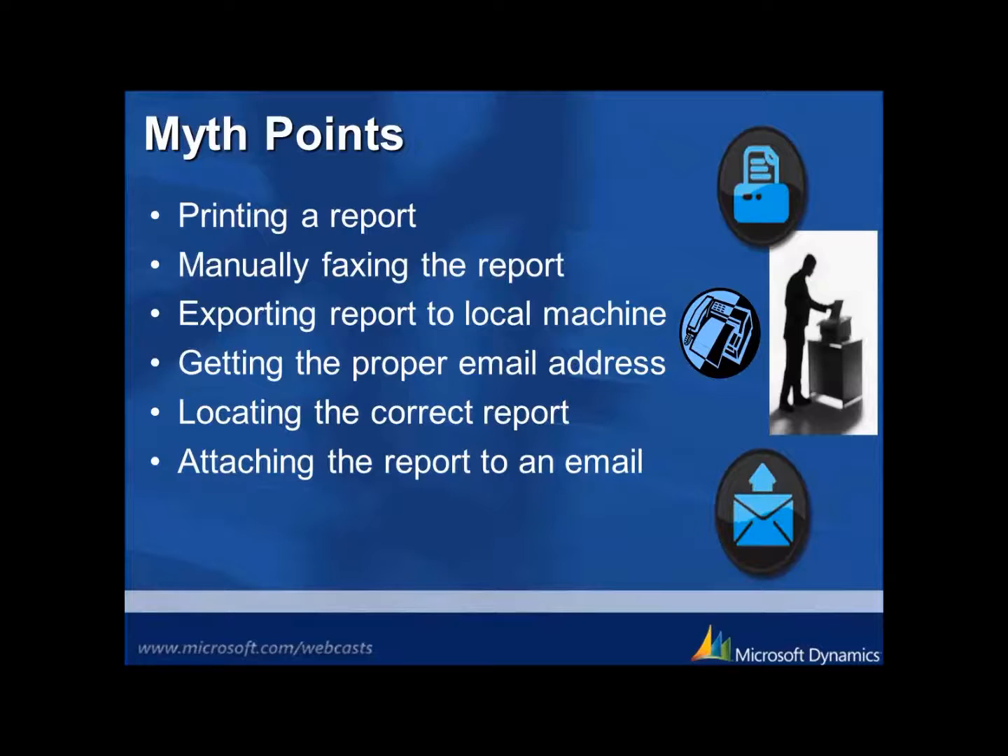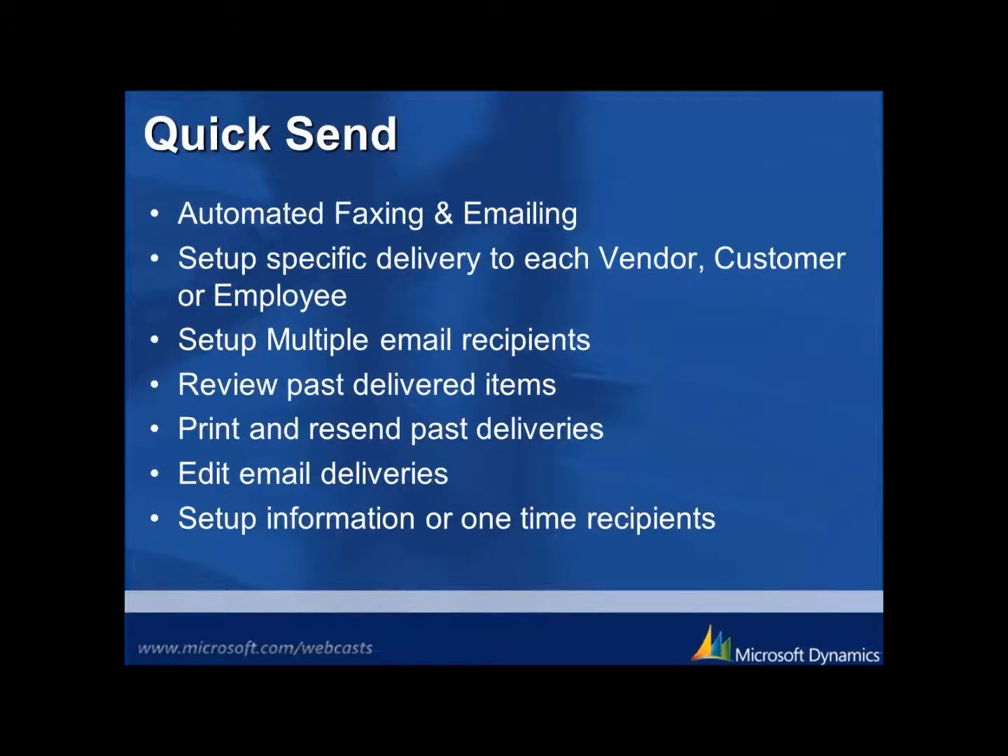I know printing a report, again, manually faxing that report, got to export the report to the local machine, getting the proper email address. Never fails. You go to enter in the to address, and you have 4 or 5 different John B. aliases in there. Inevitably, I always pick the wrong one. I understand. Locating the correct report. If it's not named correctly when you print it to file, then you've got to go in and reprint it to make sure you can find it. Attaching the report to the email is just very cumbersome.